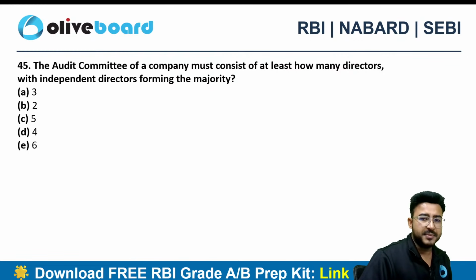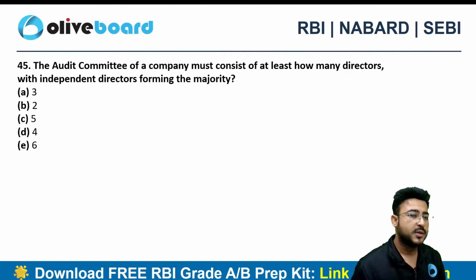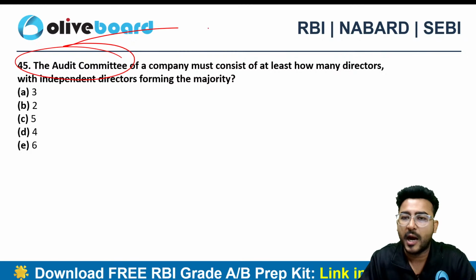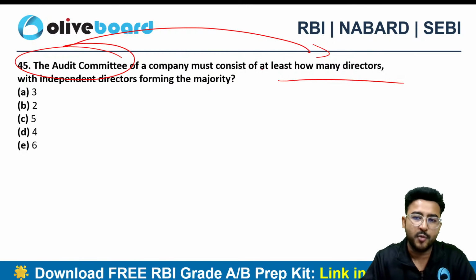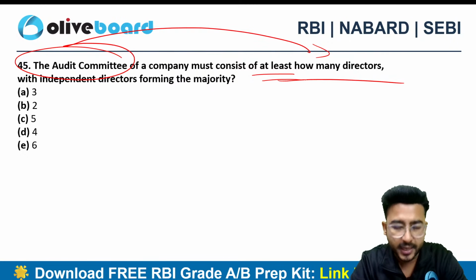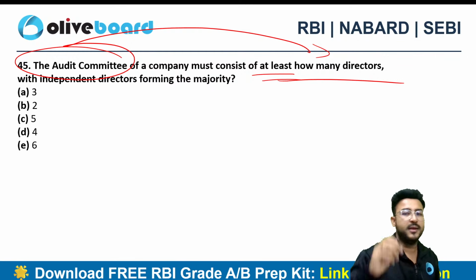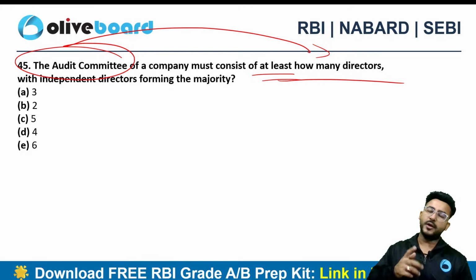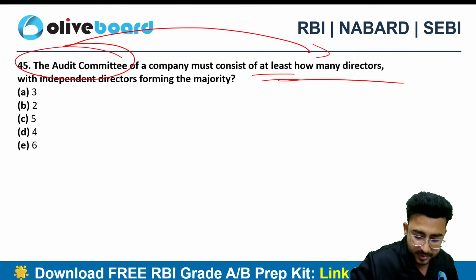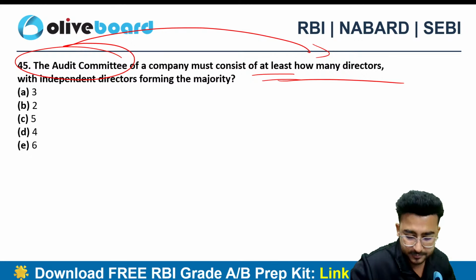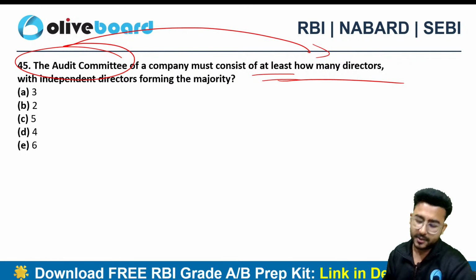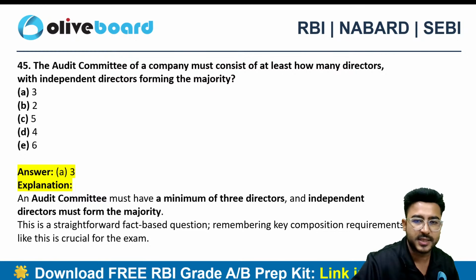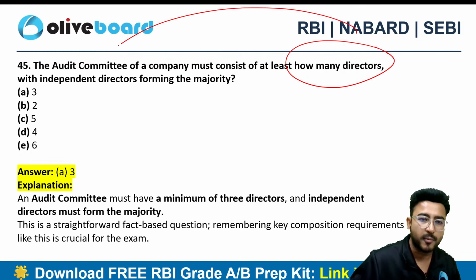The audit committee of the company must consist of at least how many directors, with independent directors forming the majority. So if you are forming audit committee, how many directors need to be there? At least how many directors you need in the audit committee? Again, this question can come in the examination. This is from section number 177 of the Companies Act 2013, audit committee. And I advise you guys to please do remember the applicability as well of this particular section, audit committee related. One of the most important sections from your company law part. The correct answer is 3. You need to have at least 3 directors to form an audit committee.